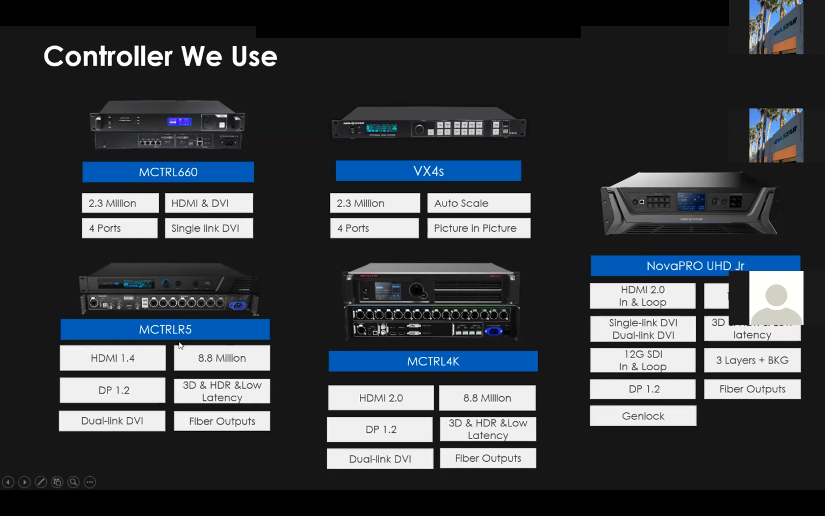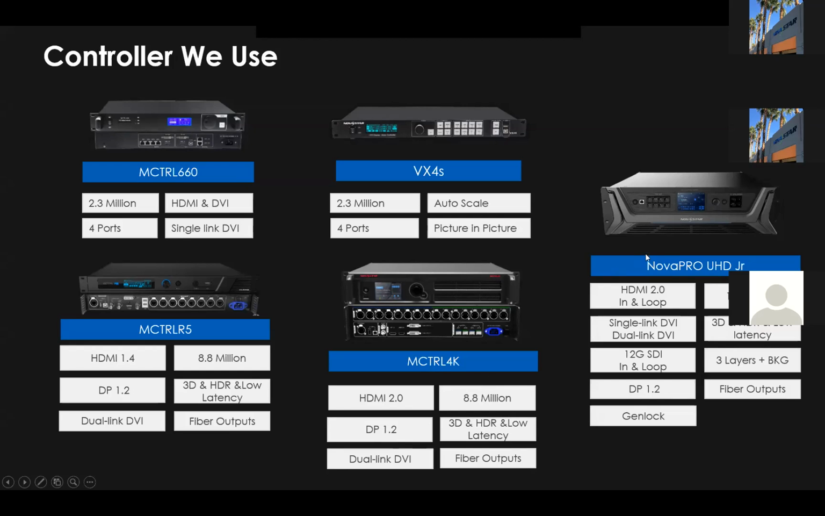And what's more, the M Control R5 supports HDMI 1.4 and DP 1.2, and that supports 8.8 million pixels, and supports 3D and HDR and low latency. And it has dual-link DVI and fiber outputs. And next one is M Control 4K. It has HDMI 2.0, DP 1.2, and still it supports 8.8 million pixels and the 3D HDR low latency and dual-link DVI and fiber outputs.